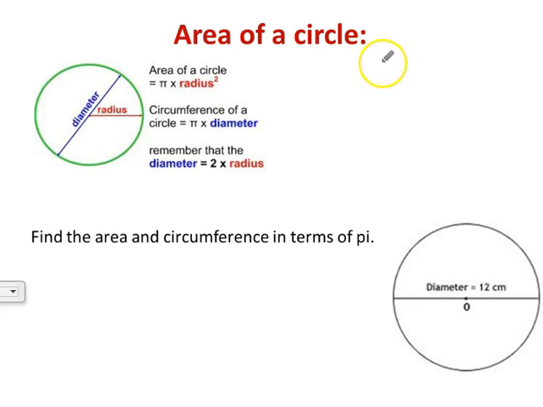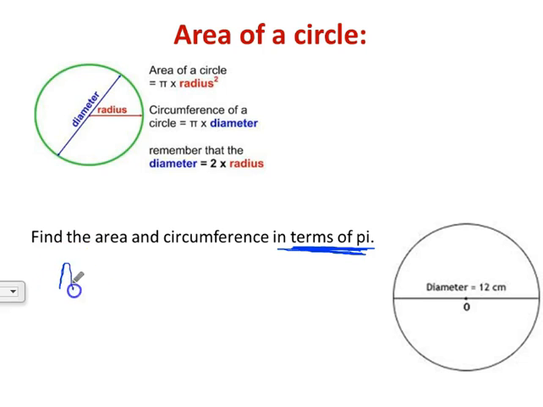Area of a circle, pi times radius squared. The circumference is pi times diameter. And remember, diameter is 2 times the radius. So really quick, let's do what should be review. I want to get to regular polygons as quick as possible. Find the area and circumference in terms of pi. This is what I really want to focus on with you: what it means when we say to find the area or circumference in terms of pi. When we say in terms of pi, that means you're going to keep the symbol pi in your answer.